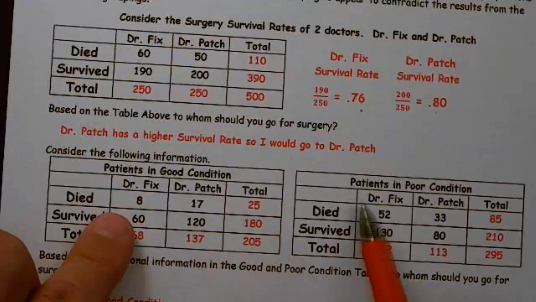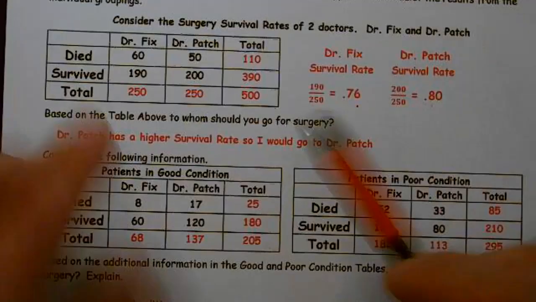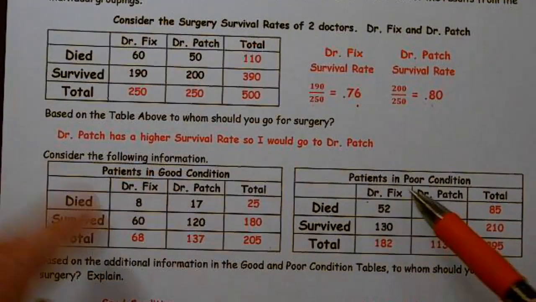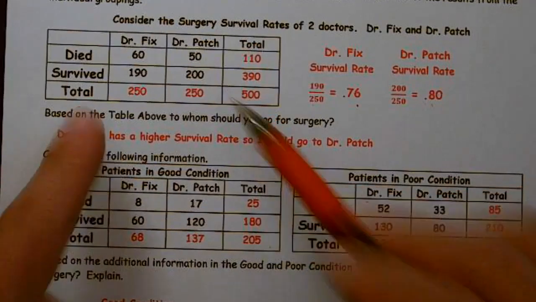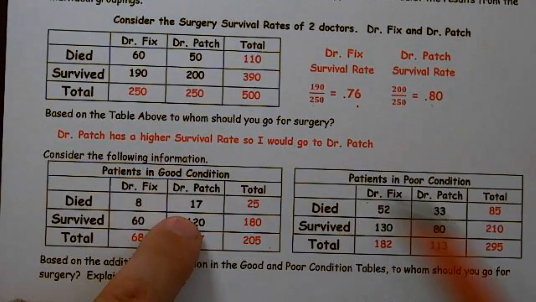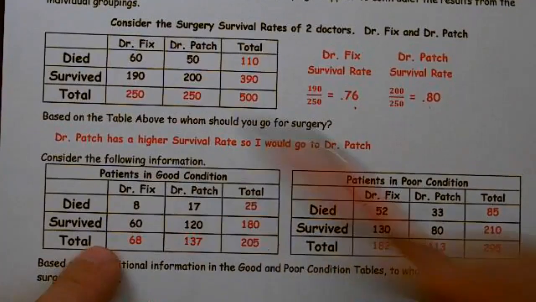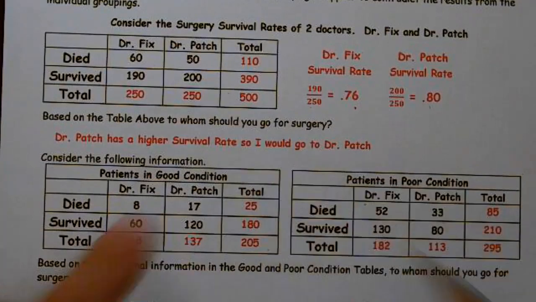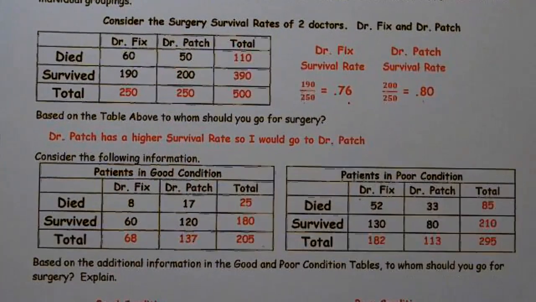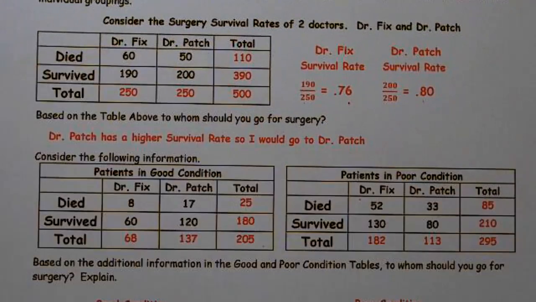So 8 and 52 sum up to the 60. And I want to show you that these two tables combine to make that single table. 8 and 52 combine to make 60. 17 and 33 combine to make 50. 60 and 130 make 190, 120 and 80 is 200. So these two tables make up that singular table.